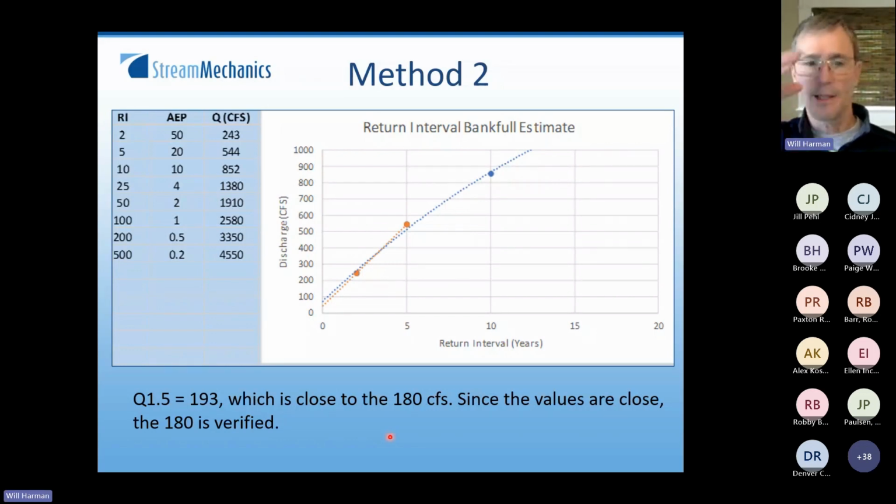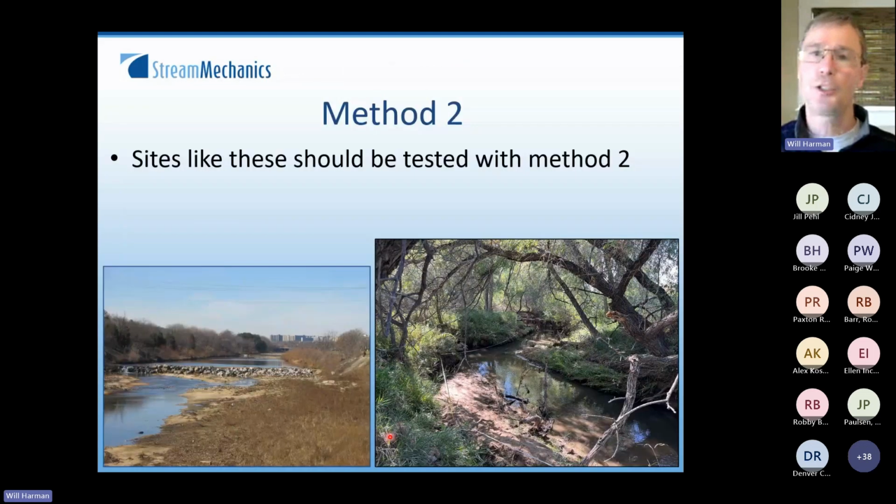So a couple examples of sites where you should test method number 2. I showed this one before. Yeah, maybe this is a Bankfull feature. It looks like it could be, but it's not that old, so you don't know if the feature has really built all the way up to Bankfull. So you could start with this break and slope, but then go through that flood frequency analysis to confirm that yes, it is Bankfull, or no, it is not.